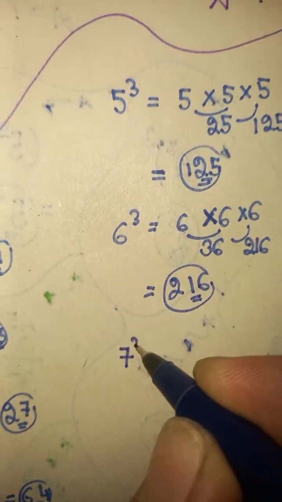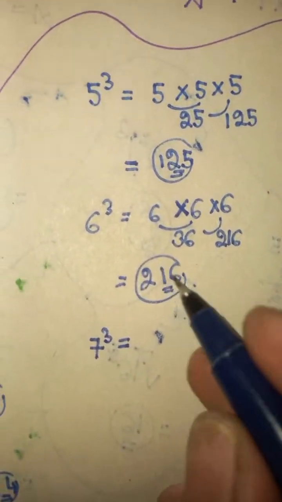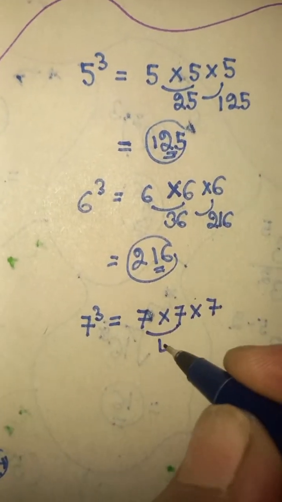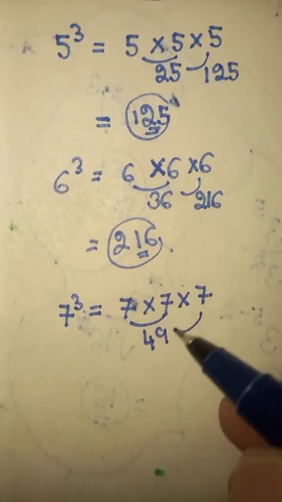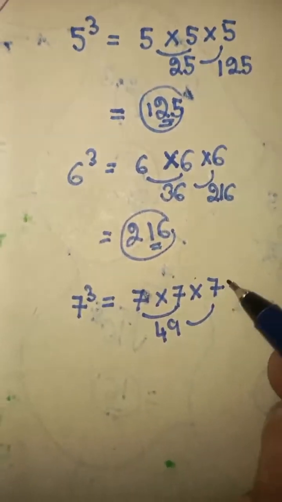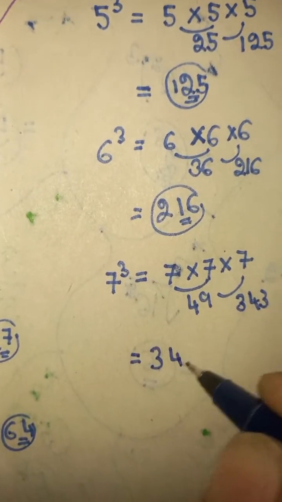And 7 cube is equal to 7 times 7 times 7. Now 7 times 7 is 49. 49 times 7 means 50 times 7 is 350, minus 7, 343. So this is completely equal to 343.